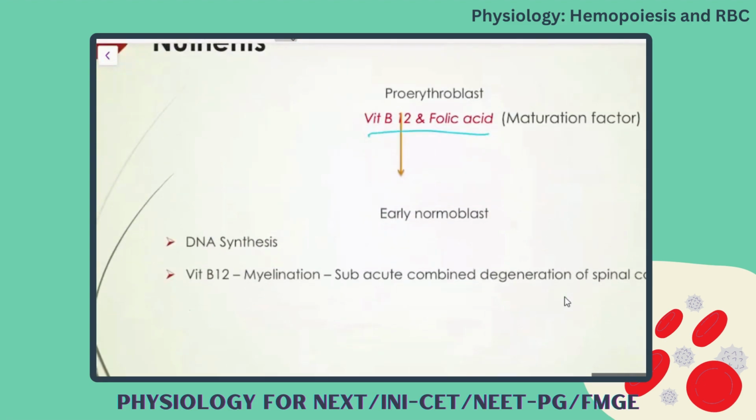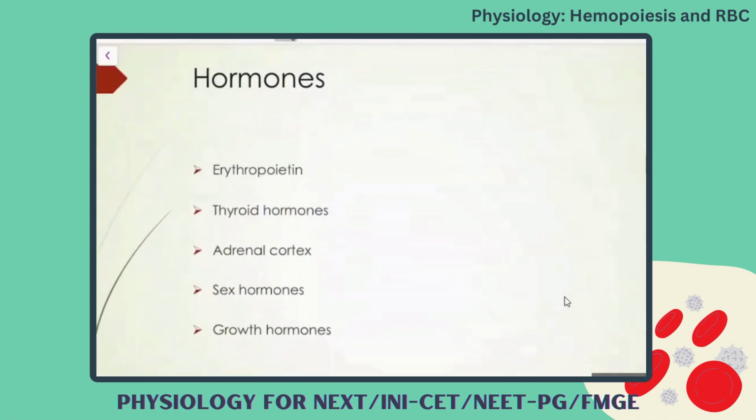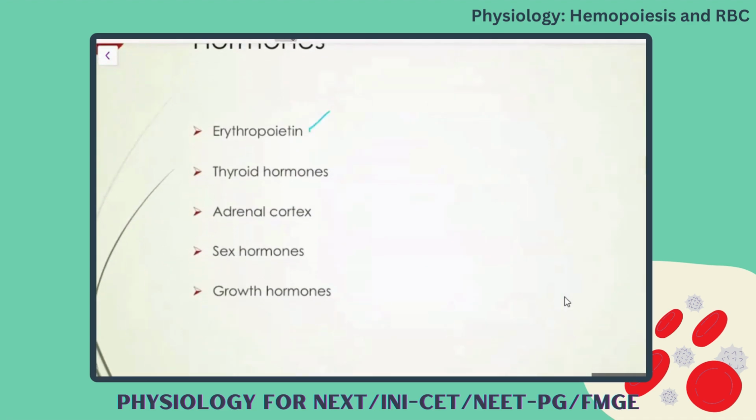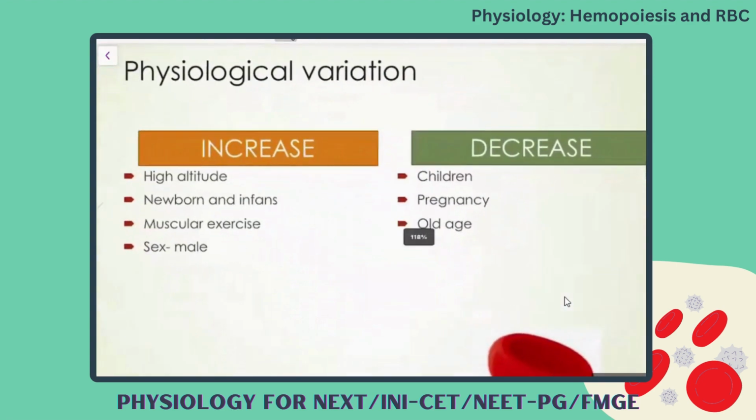B12 and folic acid are the maturation factors from the proerythroblast to the early normoblast stage. And other hormones, erythropoietin from the kidney, we have seen. There are also other hormones: the thyroid hormones, the adrenal cortex producing corticosteroids, sex hormones, and growth hormones. These hormones also have their reflection in erythropoiesis. Usually all these hormones have their reflection in all the production mechanisms.